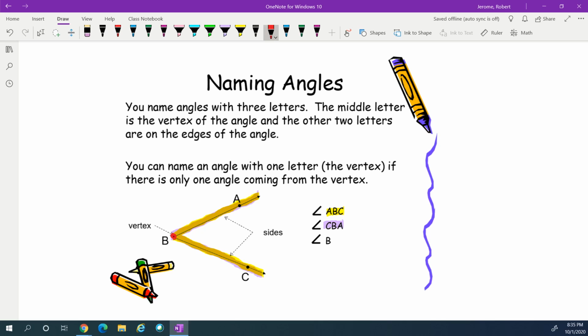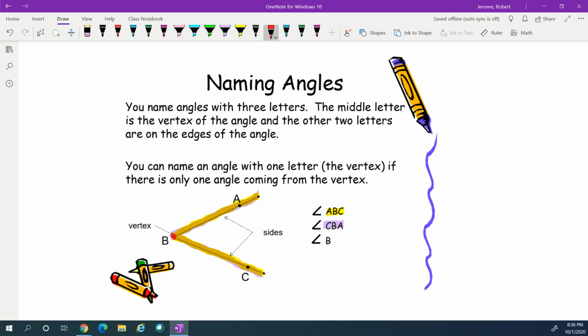That little icon matters because without it, are we just talking about the three dots, A, B, and C? Are we talking about the plane ABC? Are we talking about the angle ABC, the triangle ABC, the arc ABC? We have to know what we're talking about. So that little icon of an angle is very important. Now, we can call it angle ABC, angle CBA, or finally, in this example, we could call it angle B.